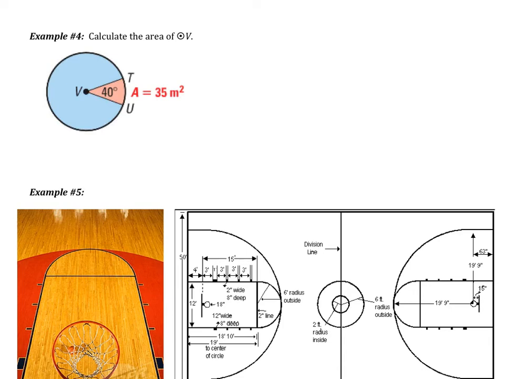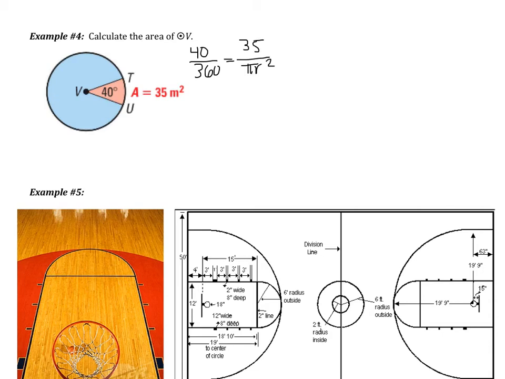Okay, let's see how we did. So the measure of our sector is 40 degrees. The entire circle is 360. Now that 35 is the area of the sector, not the circle. So the 35 is going to go in our numerator. And then I have pi r squared.